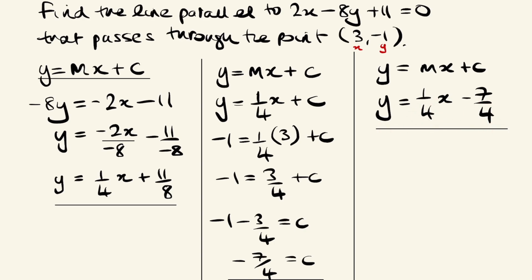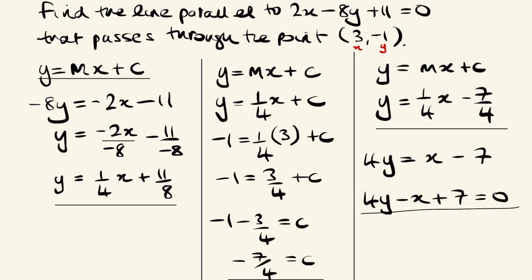Now we could rewrite what we've got here in a different form. We've got these 4's on the bottom, so if we multiply right through by 4, we get 4y equals x minus 7. And we could rewrite still further by saying that 4y minus x plus 7 equals 0. You might see it written in that form as well. So there we go.